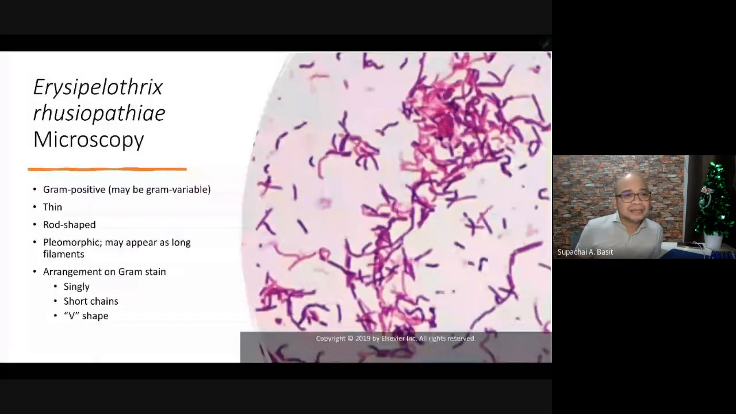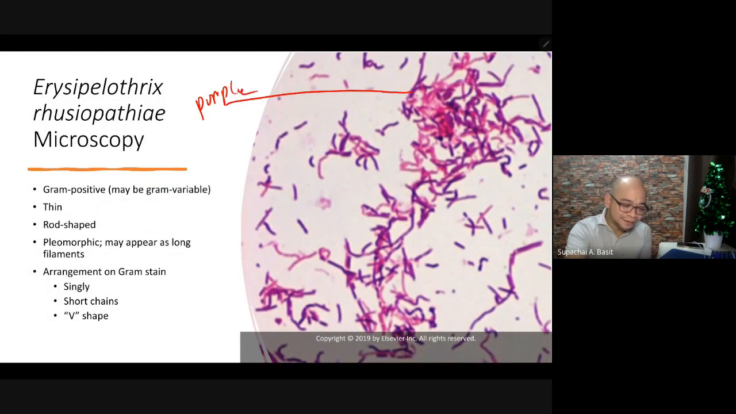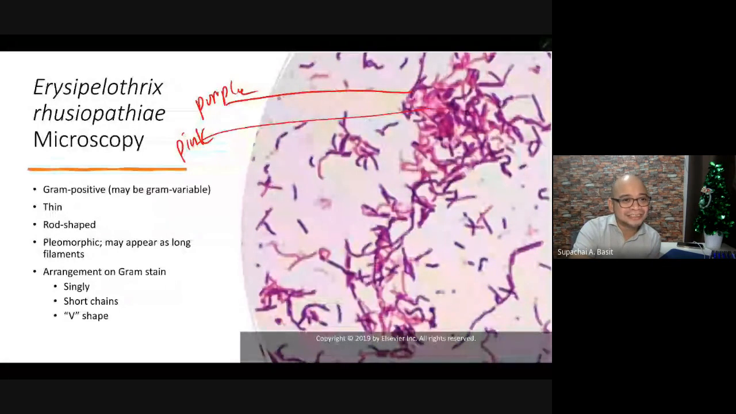Okay, so under the microscope, they could be gram variable. As you can see here, some of them may be purple, some of them may be pink. So that's what you call gram variable. They are thin, rod-shaped, and pleomorphic, and may actually appear as long filaments, such as this one.